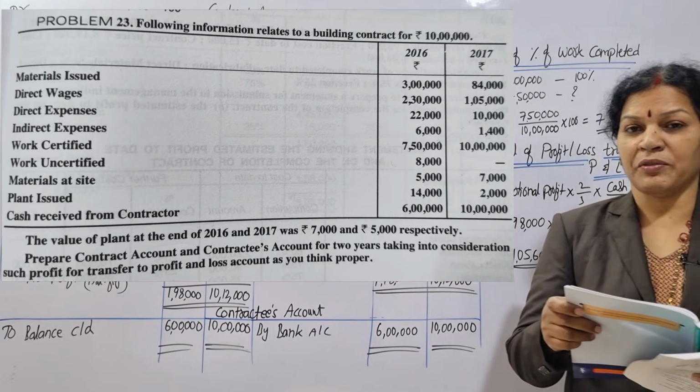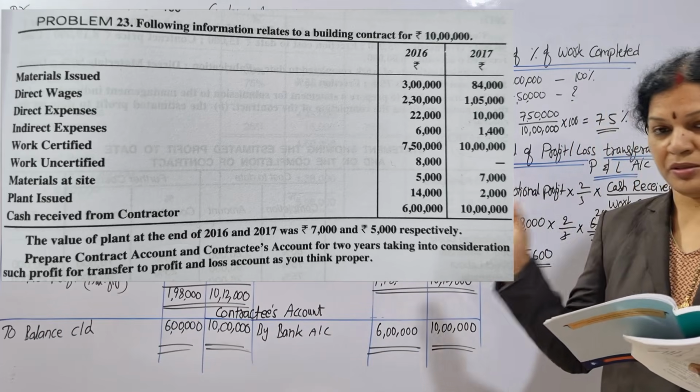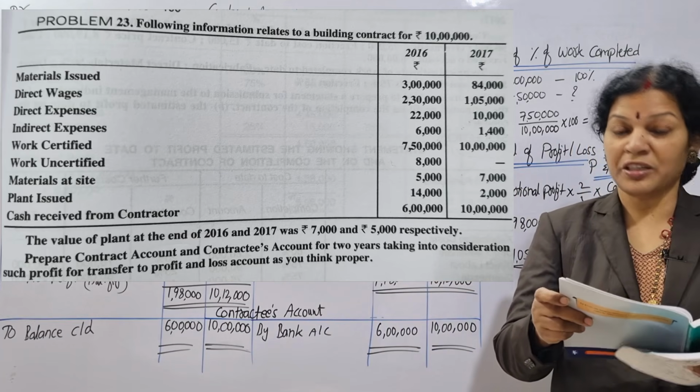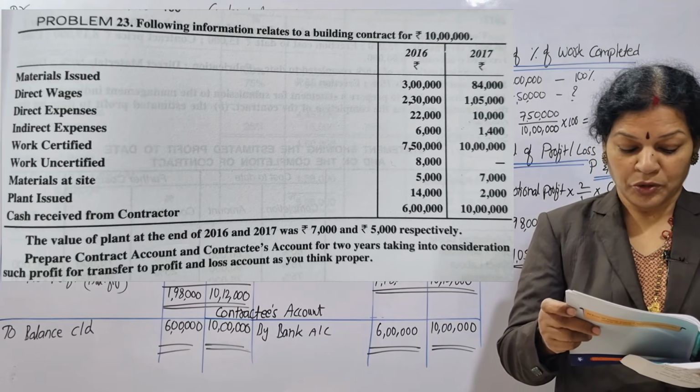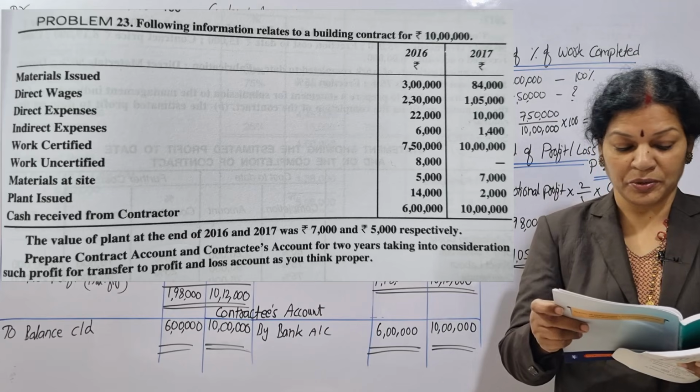So 2016-17, both the years are given. It's displaying on the screen also. First one is material issued. Material issued means you'll write it on the debit side. So one is 3 lakh rupees and another one is 84,000. Debit side you'll write. Okay.